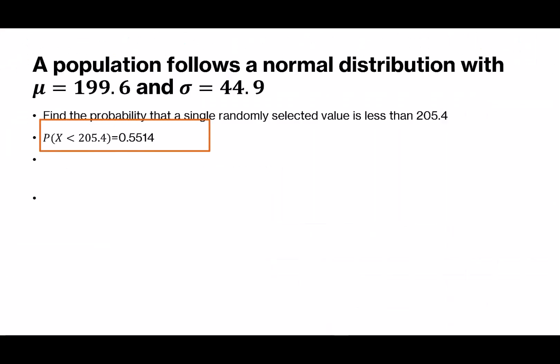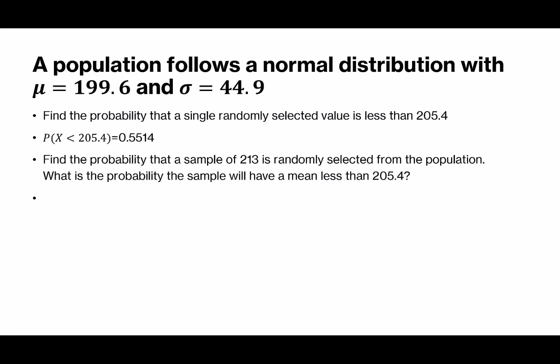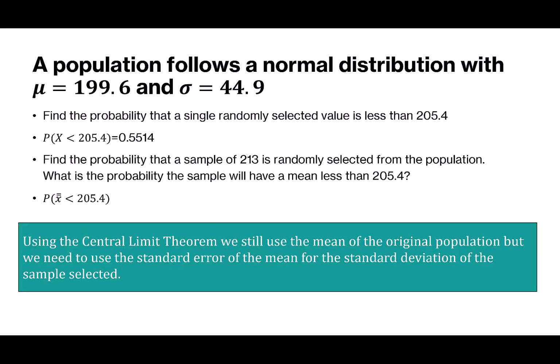Now that we have our probability that x is less than 205.4, being 0.5514, let's move on to our next question. We want to find the probability that when we take a sample of 213 randomly selected items from this population, this sample of 213 has a mean less than 205.4. So we're not finding the probability that x is less than 205.4, we're finding the probability that x bar is less than 205.4.